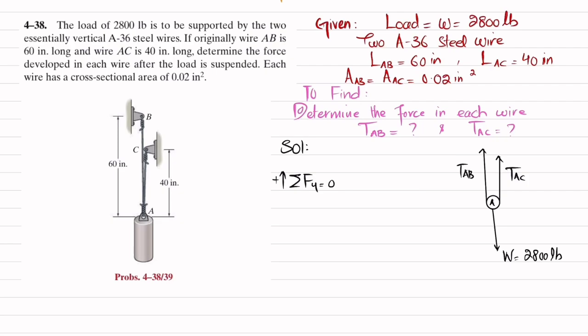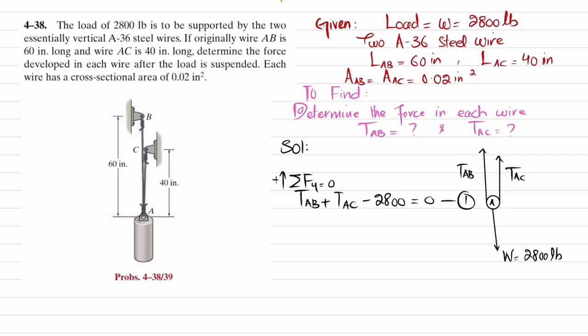So you can see this W is acting downward, clear? So it will be negative, and these two forces are upward, so it will be positive, and their sum must be equal to 0. So I will write TAB plus TAC minus 2800 is equal to 0. Let this be your equation number 1.